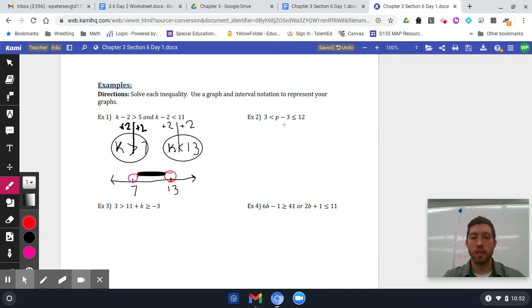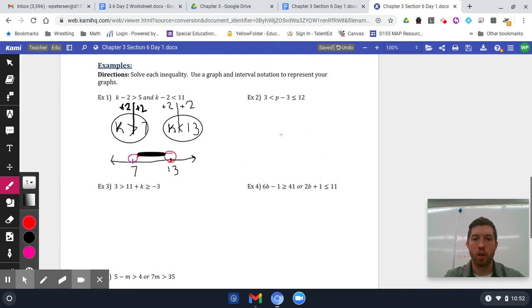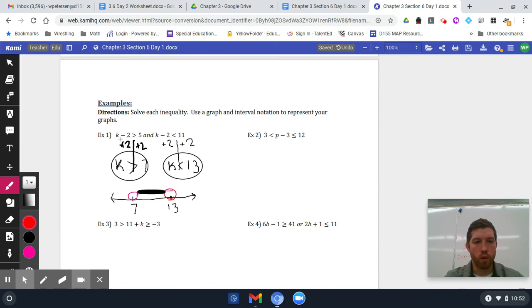Number 2, this is also an and statement. It looks a little different though. Notice how it had k minus 2 is greater than 5 and k minus 2 is greater than 11. But notice the k minus 2 is the same in both of these, which we're going to have to do over here too. Our first problem is right here. So we're going to have 3 is less than p minus 3.